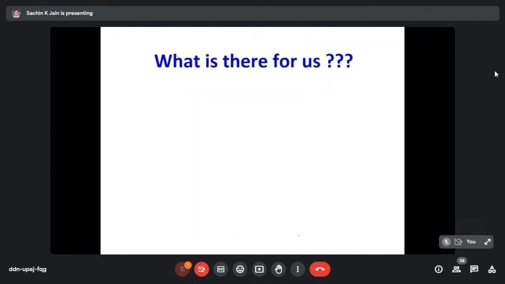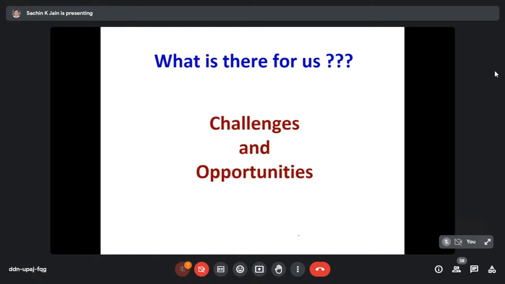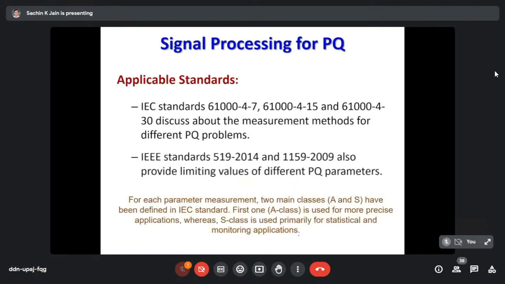Now, as an electrical engineer, what is there for us? We have challenges and opportunities in the field of signal processing applications in power quality. So before that, we'll discuss some applicable standards we should know. We have many IEC standards, for example, the 61000 series, where 4-7 is dedicated to harmonics, 4-15 is dedicated to flicker, and 4-30 is dedicated to general power quality measurements, for example, sag, swell, and other issues.